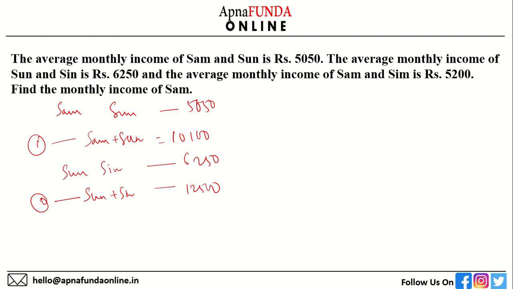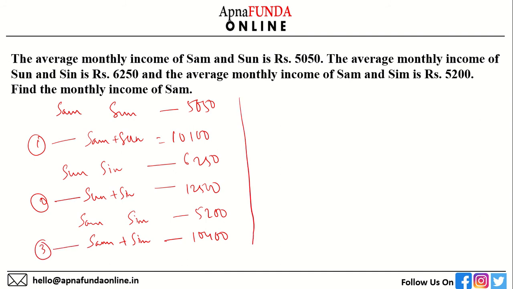correct? And similarly, the average monthly income of Sam and Sin is 5,200. So can I say the total income of Sam and Sin is 5,200 into 2, which is 10,400. This is my third equation.